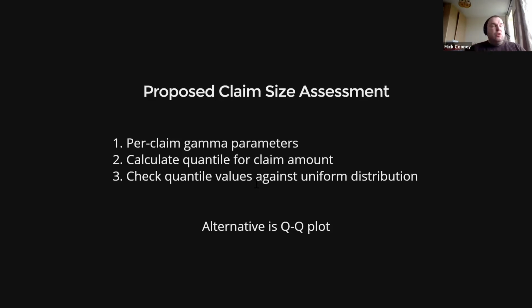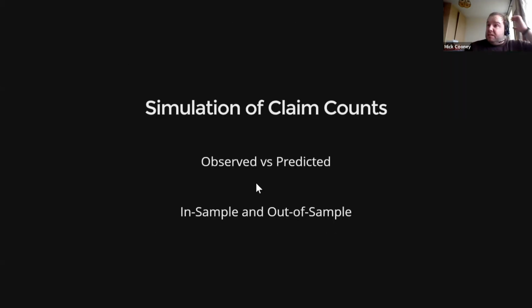So even though we're not doing a very good job at actually predicting actual values, we've done a reasonably good job of predicting the probability distribution that's generating those values. Now, we know in reality there is no underlying probability distribution for it, but at least from a statistical point of view, we're doing a reasonably good job. So that's kind of how we're going to assess our claim size. And we're just going to simulate the claim counts. And then we're going to do observed versus predicted.